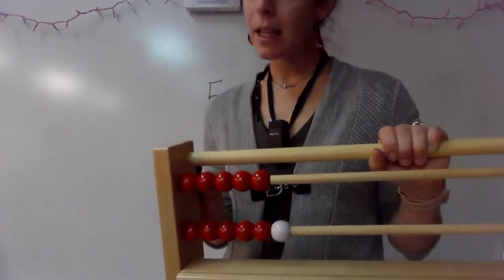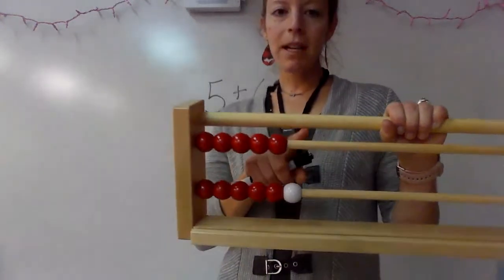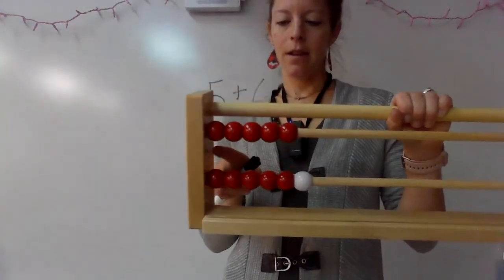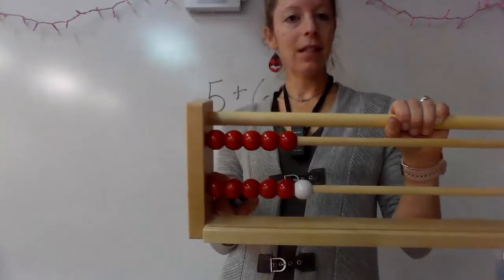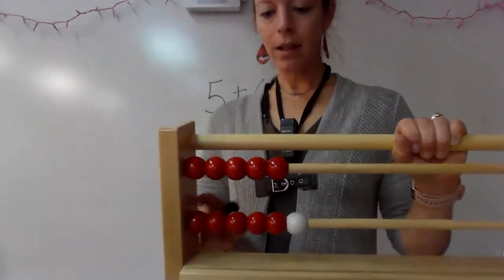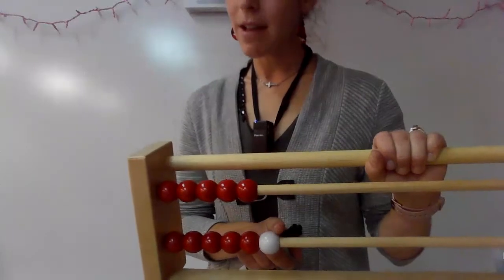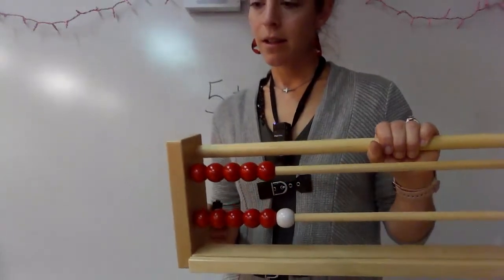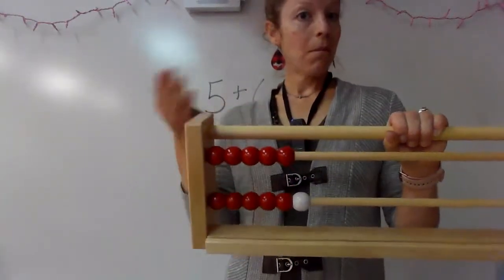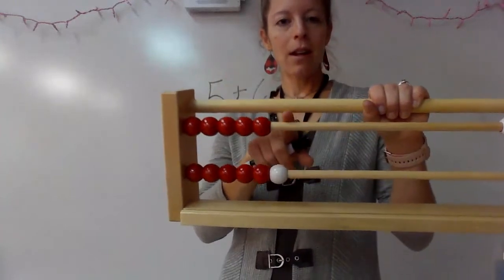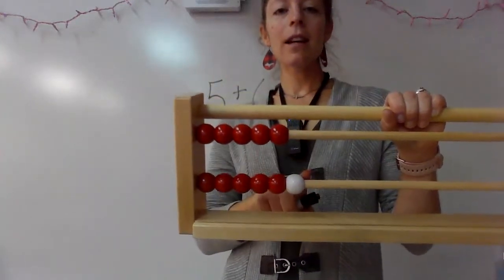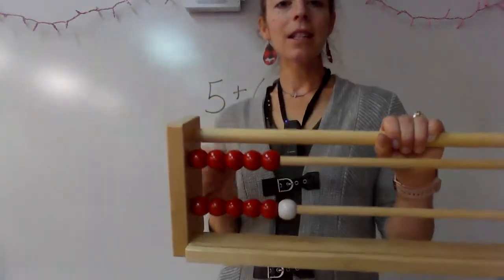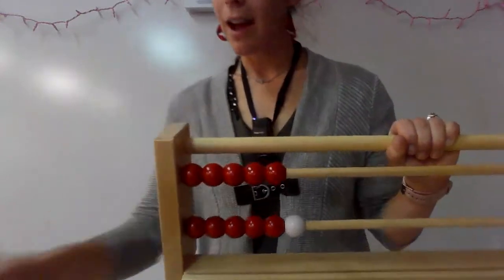Or maybe you're thinking, I counted the beads. 5 plus 5 is 10. I know that double fact. And 1 more is 11. Or maybe you thought differently. Maybe you thought, well, I know 6 and 6 is 12, and 1 less is 11. You could think that way as well.